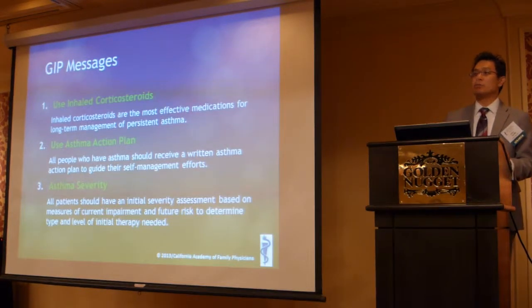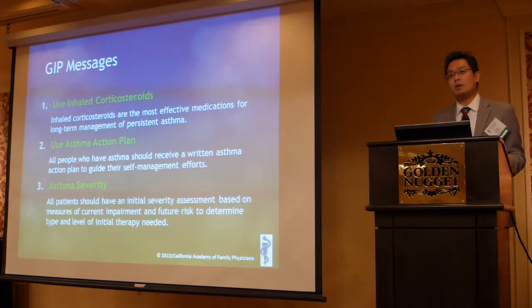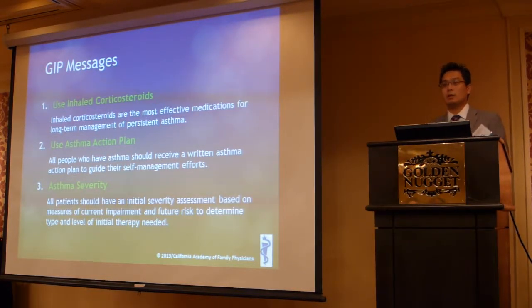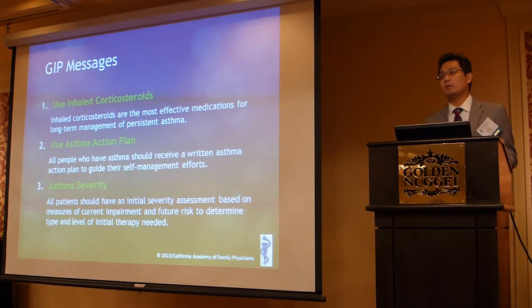An asthma action plan, we'll talk about why a written asthma action plan is really important, especially for patients who have moderate to severe asthma. Assessing asthma severity, especially at the time of diagnosis, is very important. It determines therapy, it determines how aggressive you will be. And then focusing on 2 things, current impairment and future risk. We'll talk about those 2 words a lot. What's the current impairment? What's the future risk for asthma exacerbations?